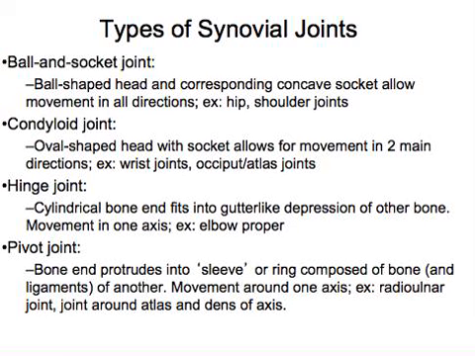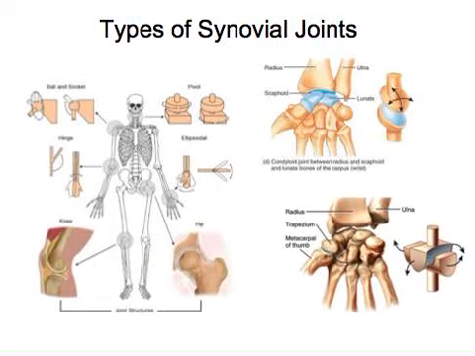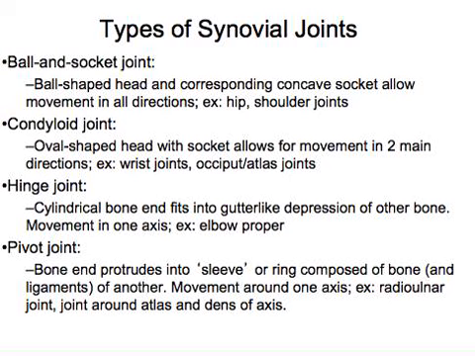And then we have a hinge joint. In a hinge joint, a cylindrical bone fits into a gutter-like depression of another bone, so we move in one axis. For example, the elbow, where one of the main forearm bones wraps around the upper arm bone. That's the gutter-like depression of that other bone. We can see that right here in the elbow that closes and opens. It's not that good of a picture, unfortunately. Sorry about that. But that brings us to the next one.